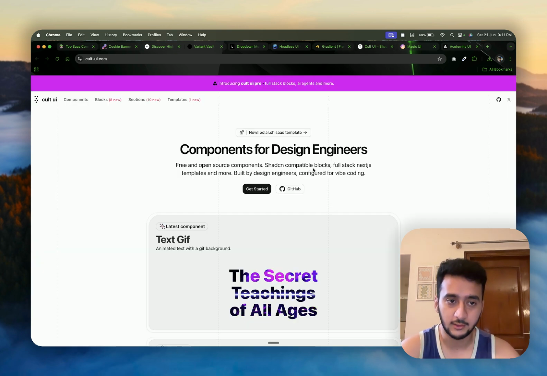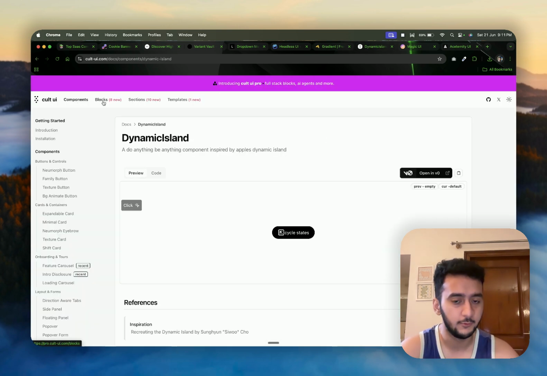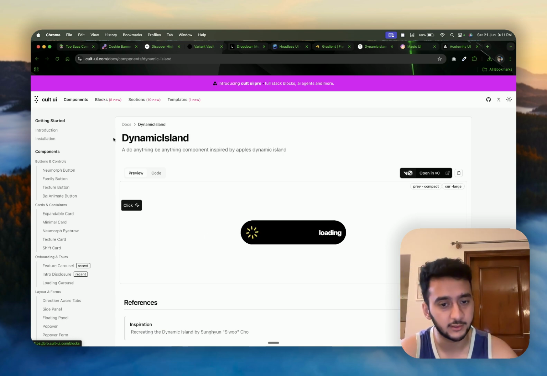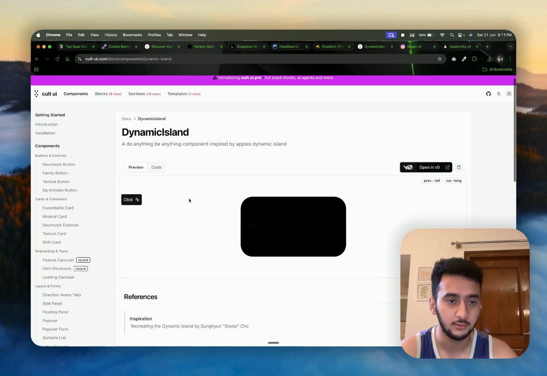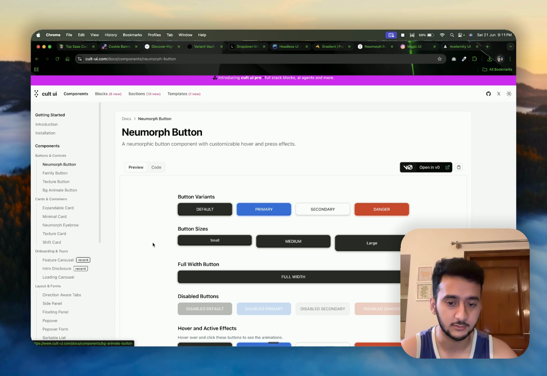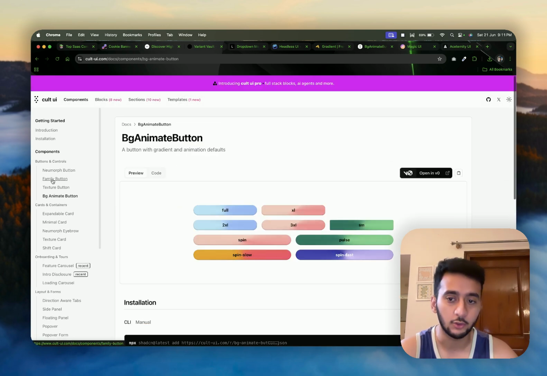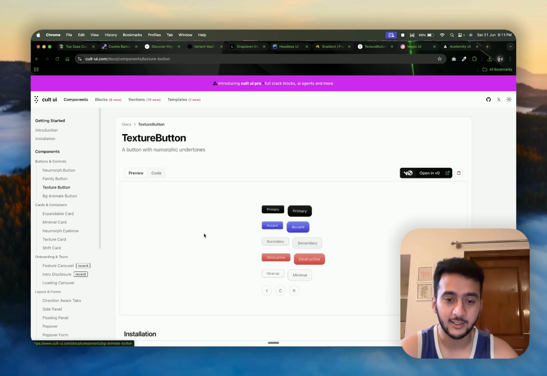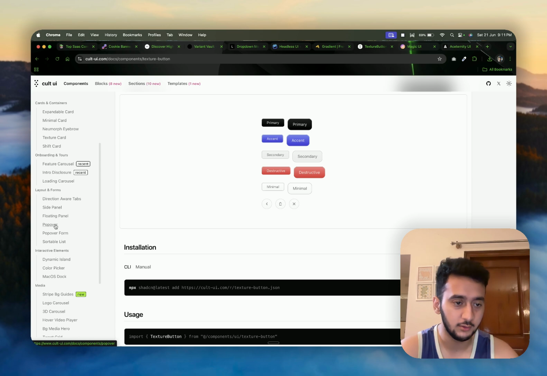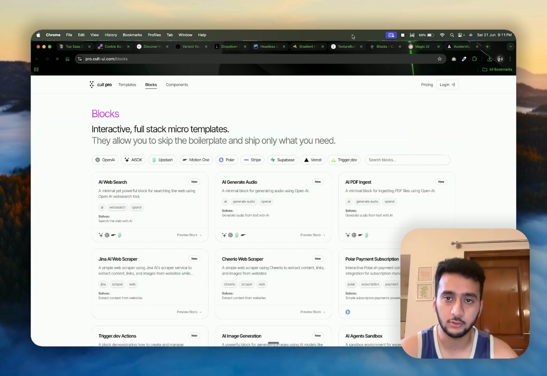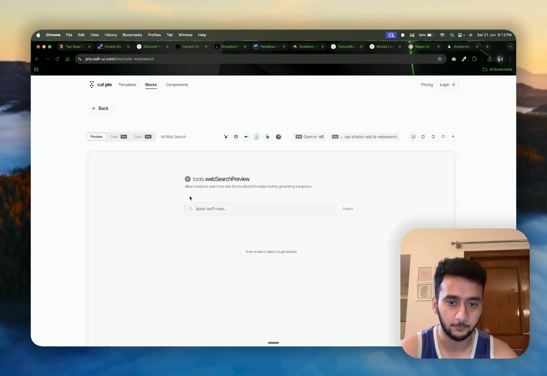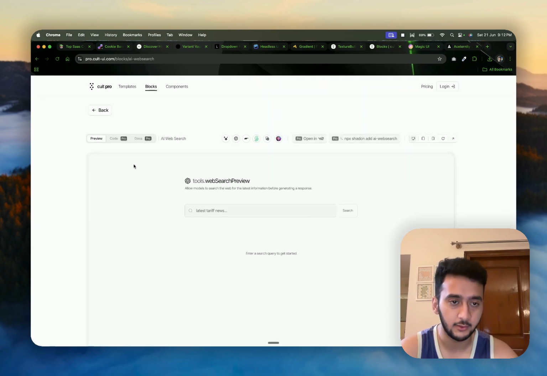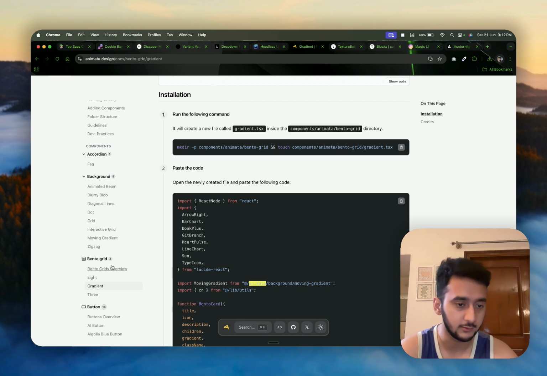Other than that is Cult UI. I don't remember using it much, but they have some good animation UIs as well. Dynamic island buttons, they have a lot of variations as well. So a lot of things to pick around with. Usually component libraries have these in different segmented phases, but what they have done is they have collected it together. What I like is their blocks, right? I think this is something that is paid. Yep, this is paid, but I liked it.